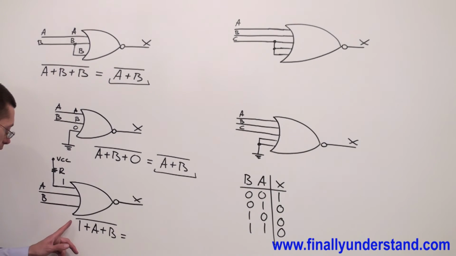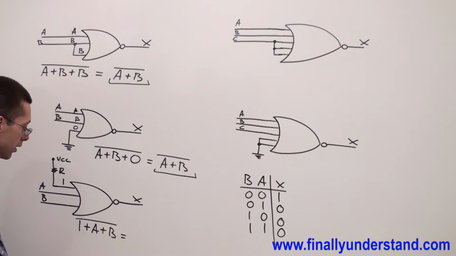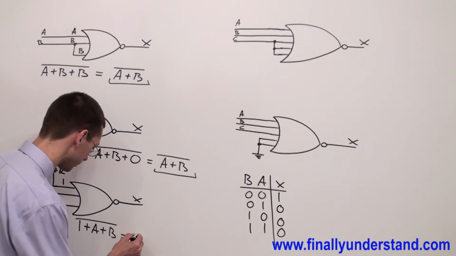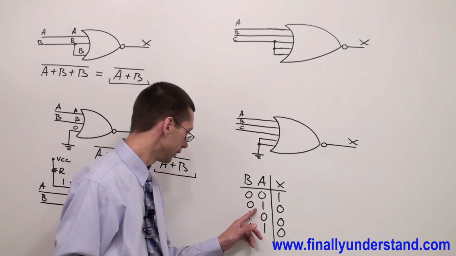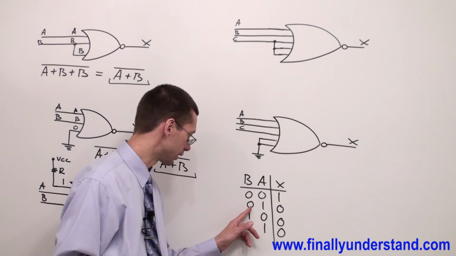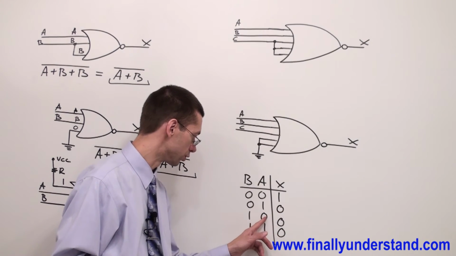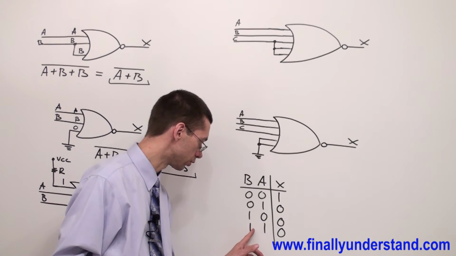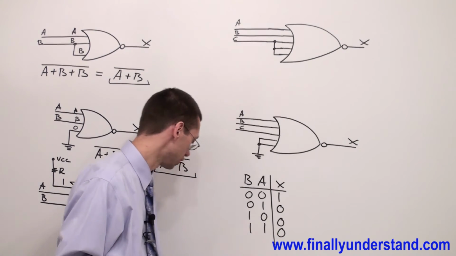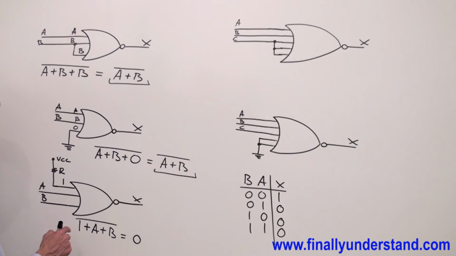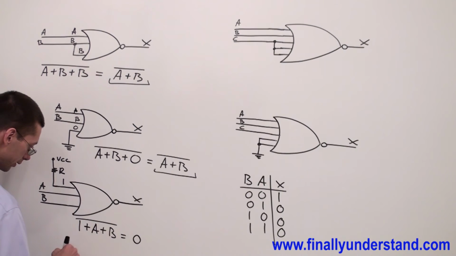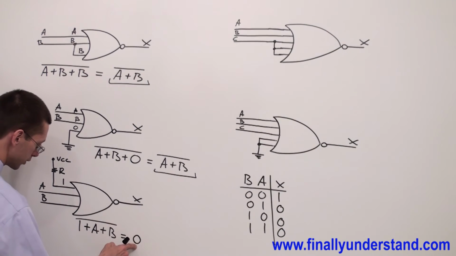Please notice that anytime you are going to NOR 1 with anything, you are going to have always 0 at the output. Okay? 1 NORed with, let's say, 0 gives me 0. 0 NORed with 1 gives me 0. 1 NORed with 1 gives me 0. So if you have 1 NORed with anything, output is going to be always 0.